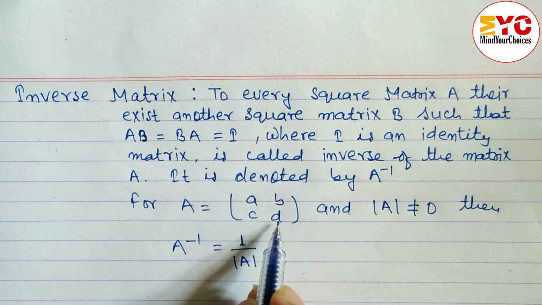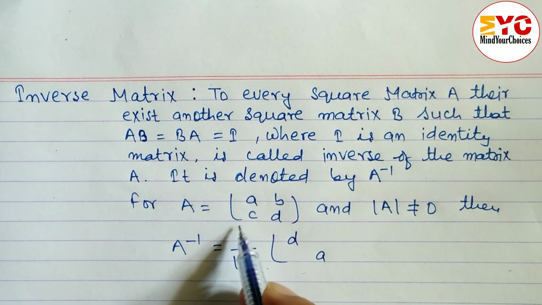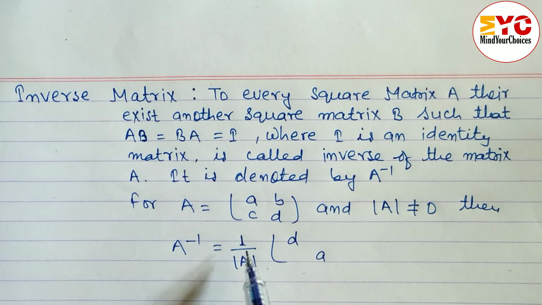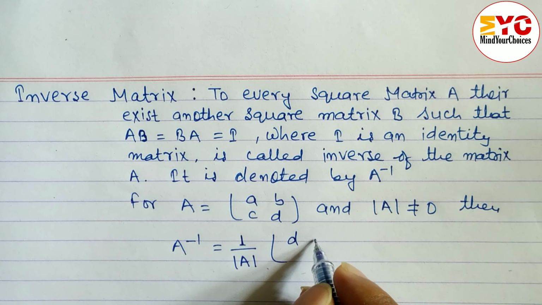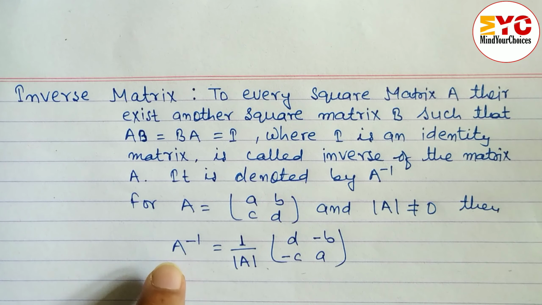In the same process we have to interchange the leading diagonal or main diagonal. In the place of A we have to write D, and in the place of D we have to write A. The remaining non-diagonal elements, we have to change the sign. If positive we write negative, if negative we write positive. You can see here is B, so we write minus B. Here is C, so we write minus C. In this way we find the value of A inverse.